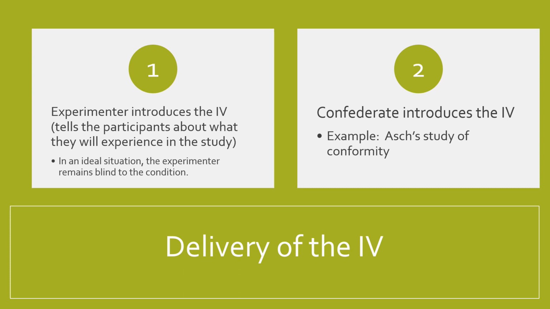Or a second way is where a confederate or a research assistant introduces the independent variable. So this was what was done in Asch's study of conformity. It was the confederates that introduced the incorrect or correct answer to the line judgment. So a research assistant will tell the participants what's going on.